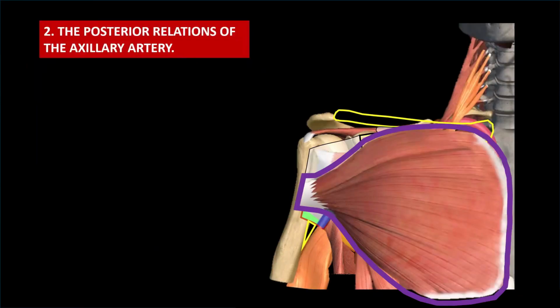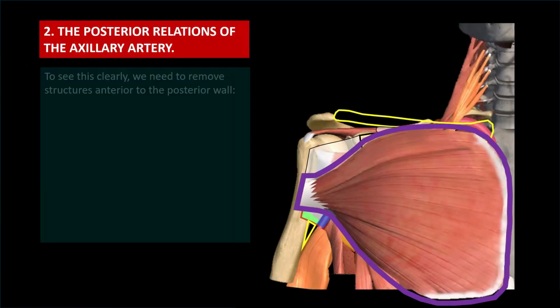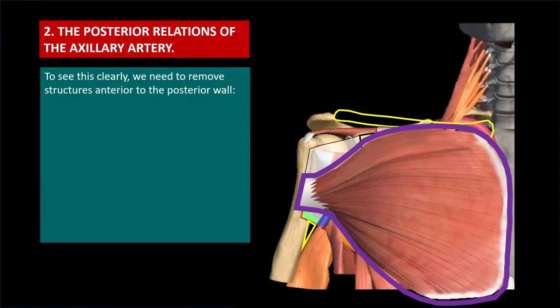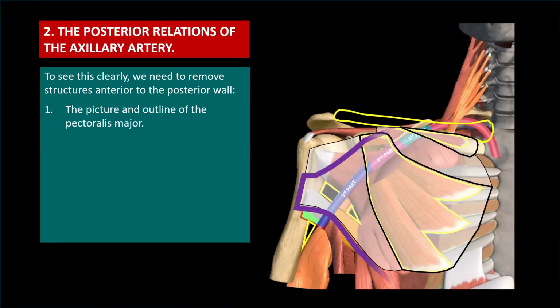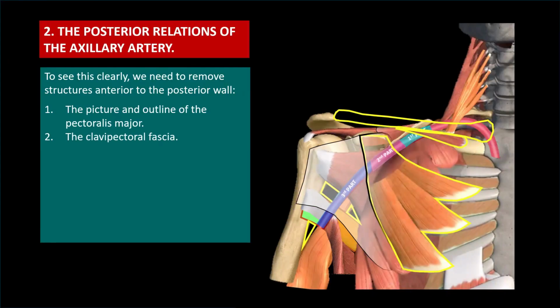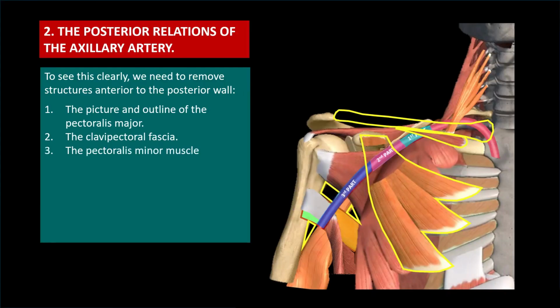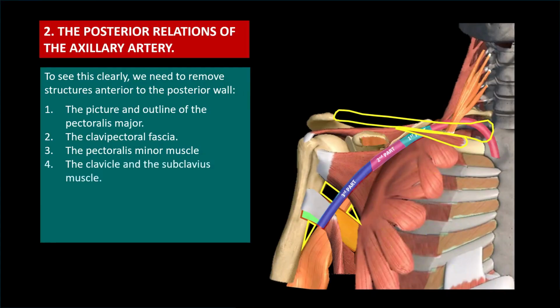2. The posterior relations of the axillary artery. To see this clearly, we need to remove structures anterior to the posterior wall. 1. The picture and outline of the pectoralis major. 2. The clavipectoral fascia. 3. The pectoralis minor muscle. 4. The clavicle and the subclavius muscle.